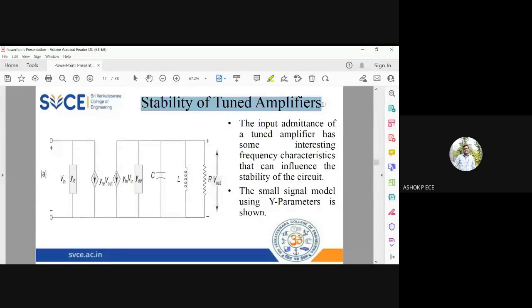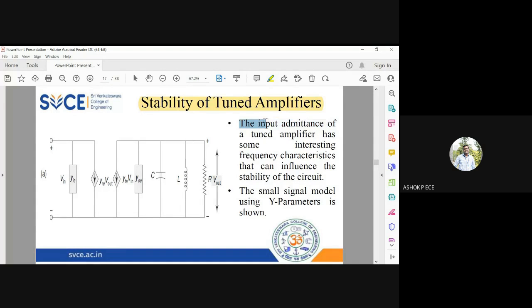Stability of tuned amplifiers. So all amplifiers are considered to be always stable, and all oscillators are always unstable. But there are some parameters in your amplifiers which may disturb the stability of your circuit. One such parameter is going to be the input admittance.